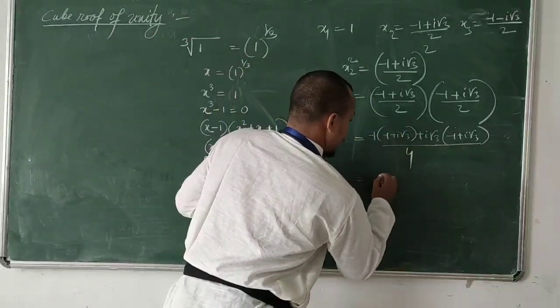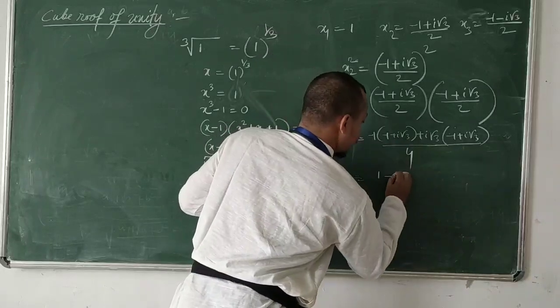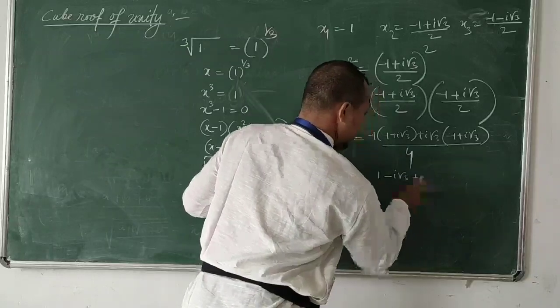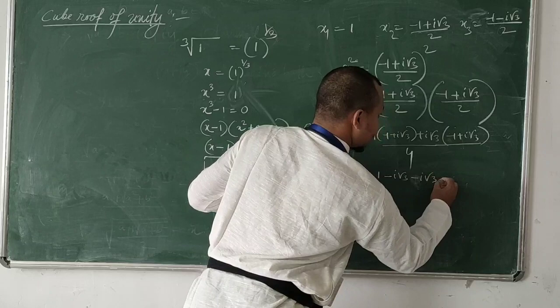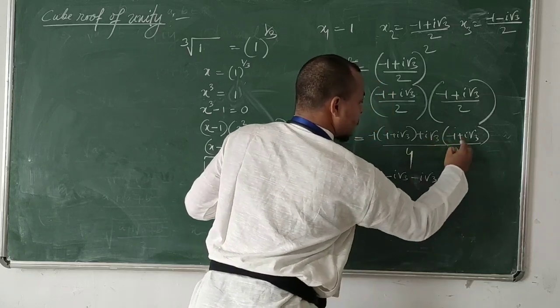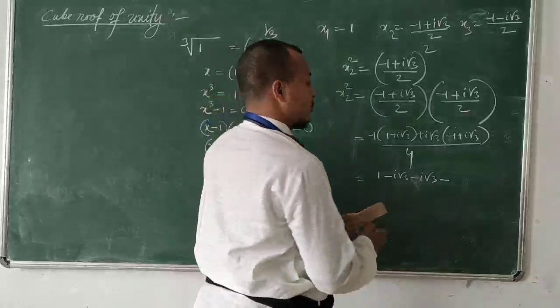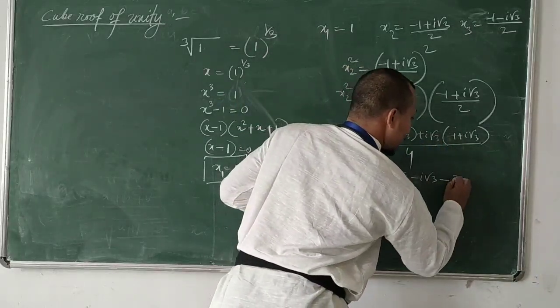Now you multiply this one. Minus 1 into minus 1 is 1. This one becomes minus i root 3, then minus i root 3 again. Then plus, but i into i is i square, which is nothing but minus 1, so minus, and root 3 into root 3 is equal to 3.